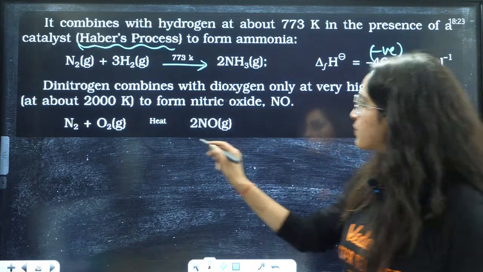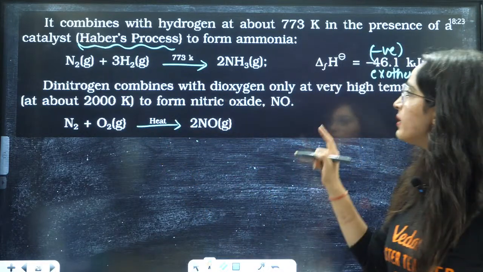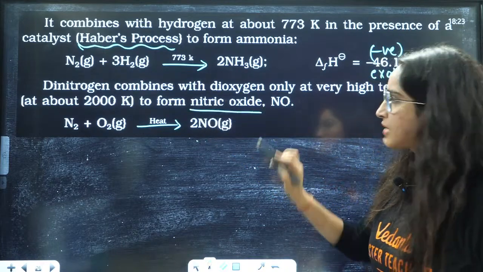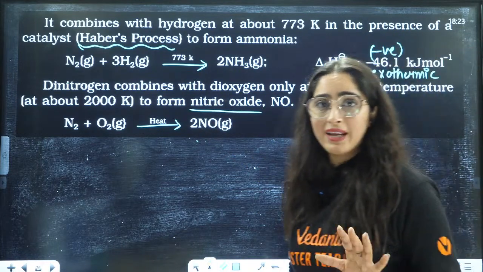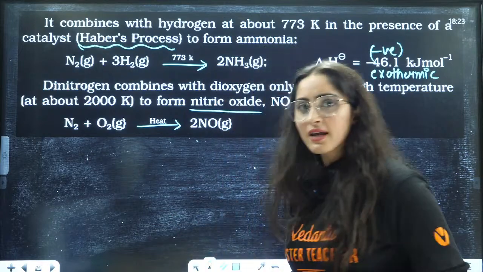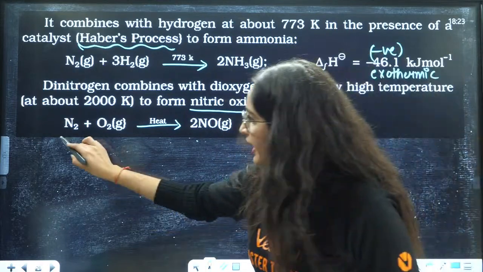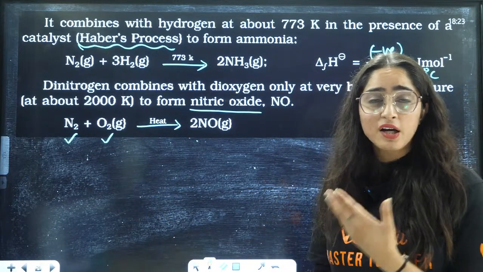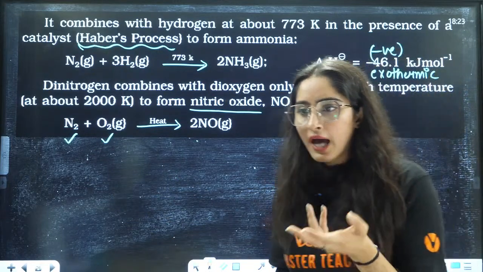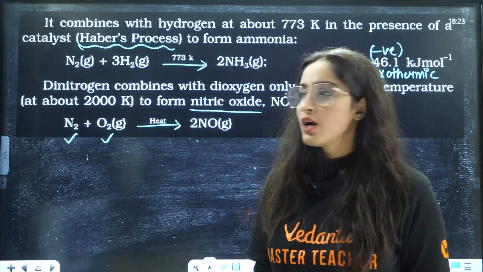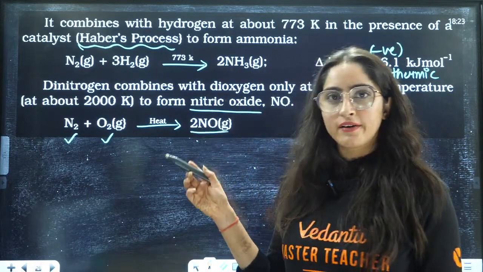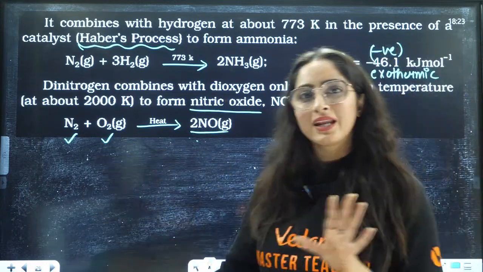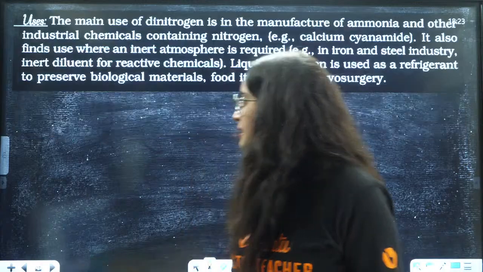Dinitrogen combines with dioxygen only at high temperature to form nitric oxide, right? And this is also at a very high temperature. Otherwise, in the atmosphere, we have nitrogen, we have oxygen. If this reaction occurred at room temperature, then our universe would not exist, right? In our universe, we would have nitric oxide only, but we don't have this. The reason? Because they both are very inert at room temperatures, right?